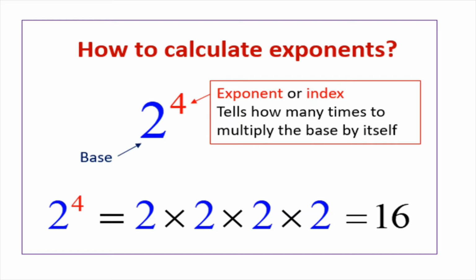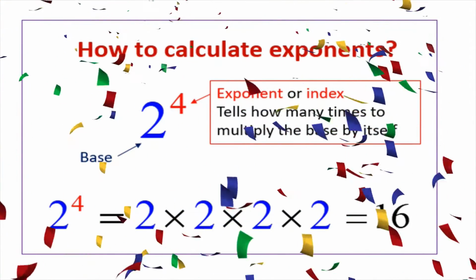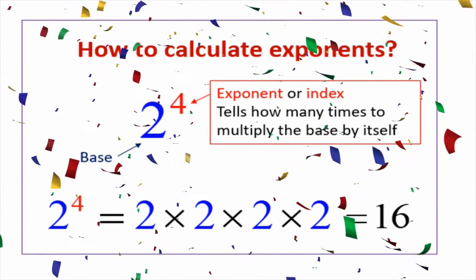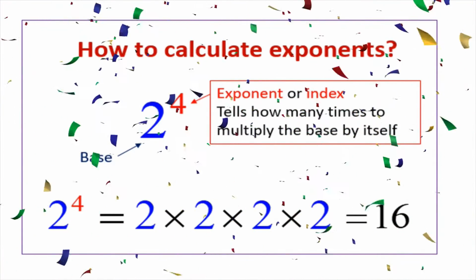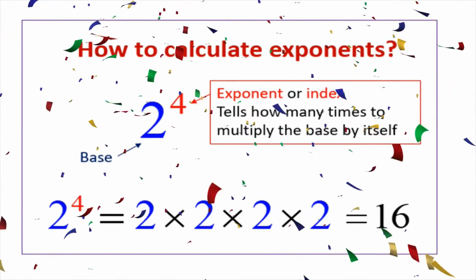Today we'll be covering TEKS 6.7A, in which we're going to introduce ourselves to exponents and how to calculate exponents using factor form. Okay, let's cover some vocabulary. An exponent tells us how many times to multiply the base by itself. If we have 2 to the 4th power, our base is 2, our exponent is 4, and when we factor that out, it is 2 times 2 times 2 times 2, which equals 16.